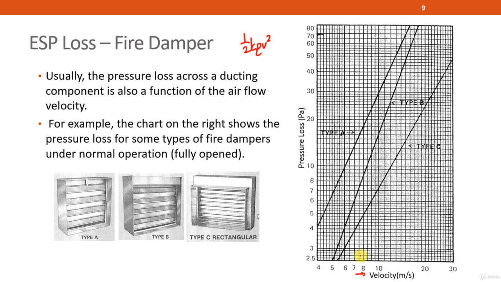So if you know the air velocity value when it passes through that particular duct, let's say 8 meter per second, and let's say you are installing a type C fire damper, then you can read off the pressure loss when it flows through it. This is a value that you will consider as well when you total up the external static pressure.